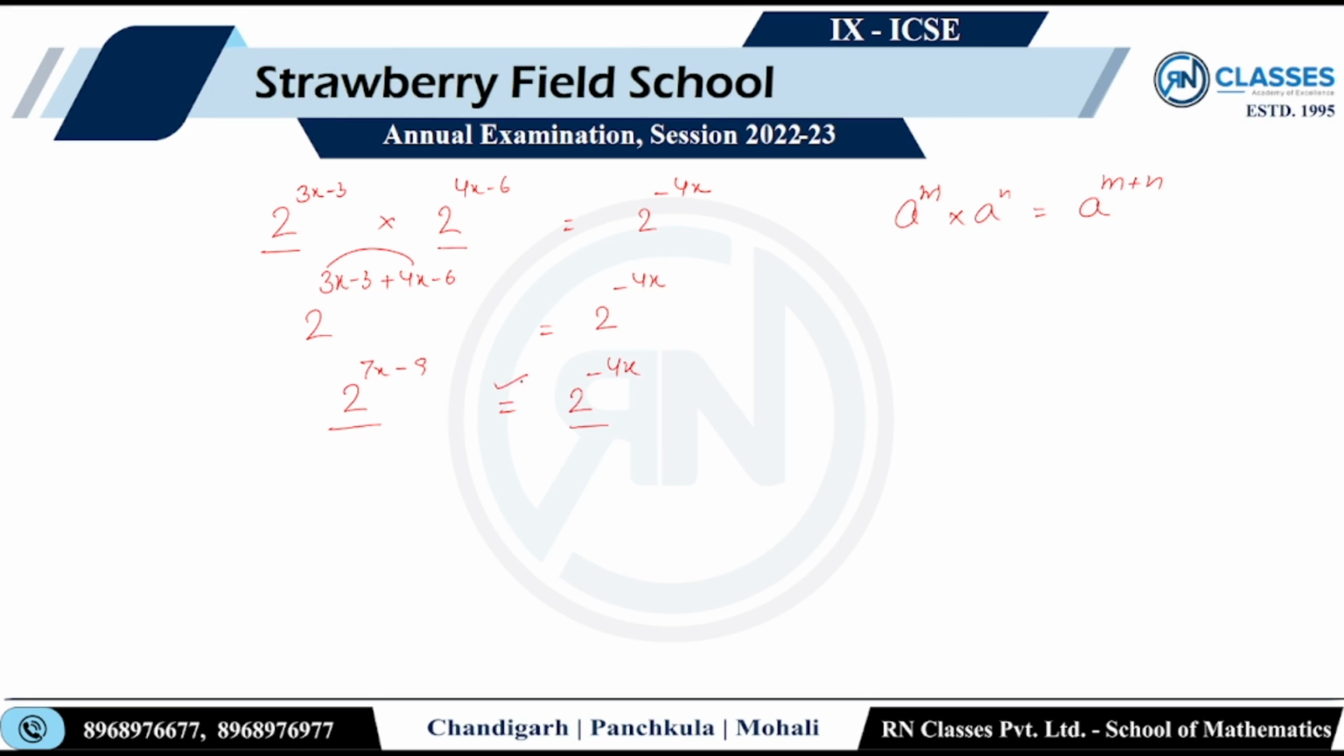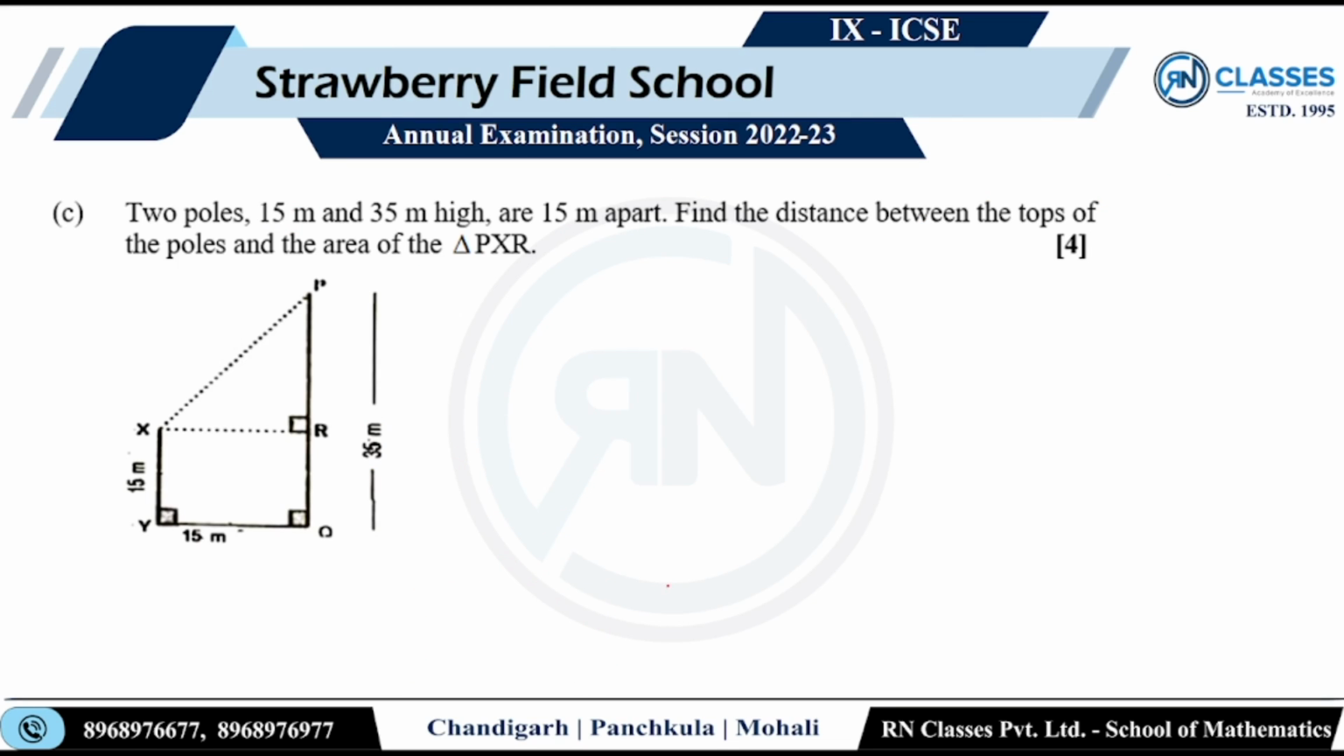Bases are same, there is equality in between, so the power has to be the same. 7x minus 9 is equal to minus 4x. This will come here, that will become 11x, and this will go there, which will become 9. The value of x is 9 by 11. Final answer.